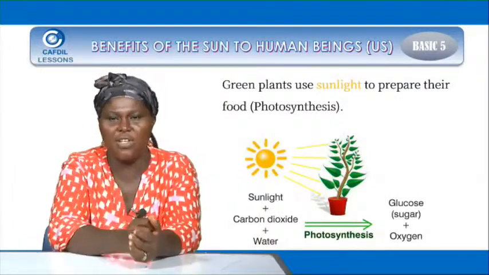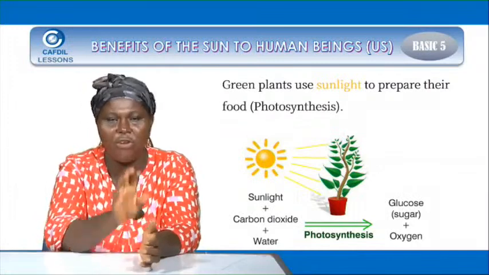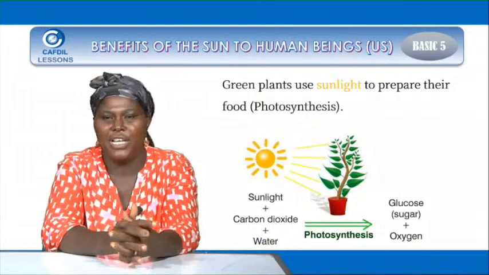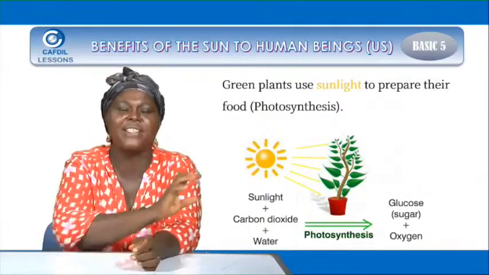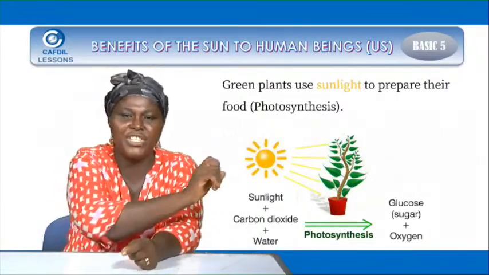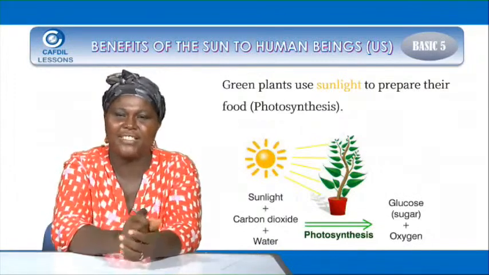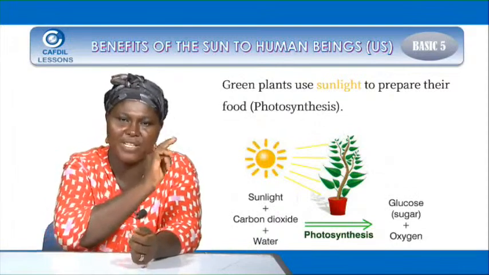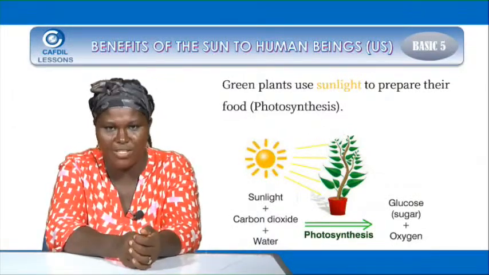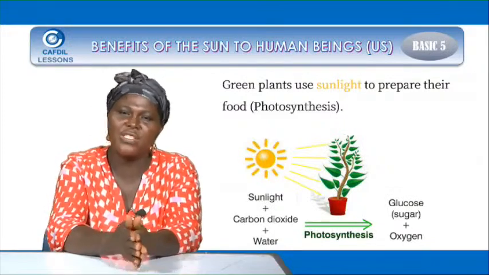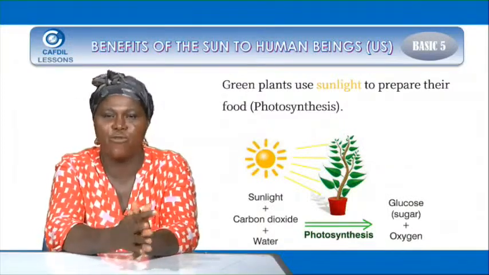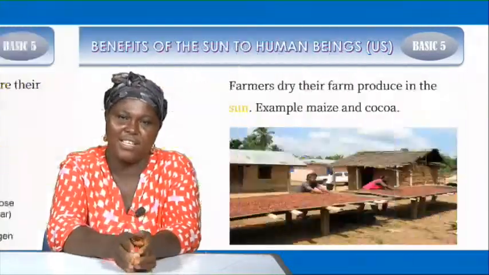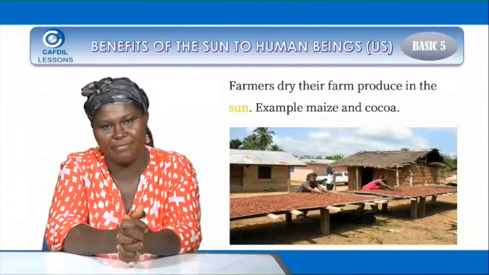And the oxygen, human beings use it during breathing. And the glucose can be the cassava, the orange, the plantain that we eat. So green plants use the energy from the sun to prepare their food. And the process is called photosynthesis. Let's look at another one, the last one.